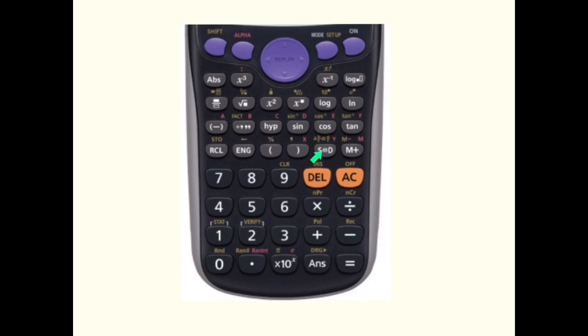Also, on some occasions you might be able to use your SD button. If your answer comes out and it's in surd form or a fractional form, use the SD button just to change it into a decimal value.